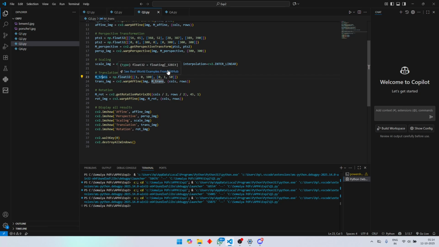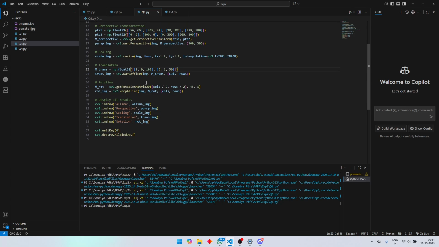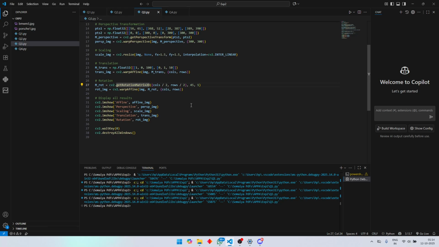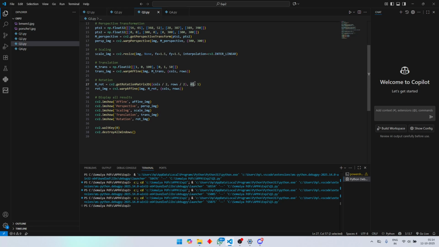Then for translation, we shift the image using the matrix. Here it moves 100 pixels right and 50 pixels down. And finally, rotation. We create a rotation matrix with the help of the cv2.getRotationMatrix2D function, which rotates the image by 45 degrees and displays it. Each one's shown in a different window with the help of the imshow functions.